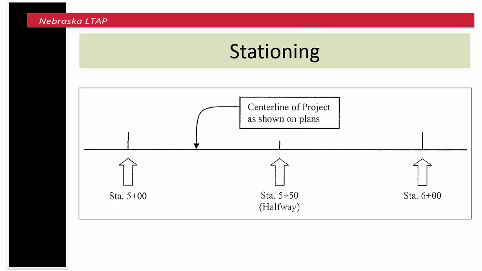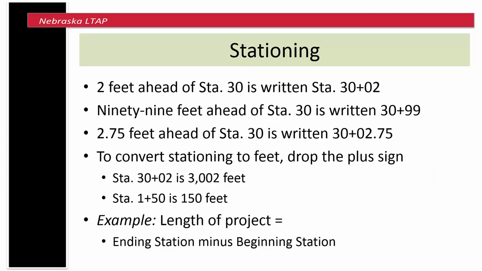Here's a diagram showing halfway between station 5 plus 00 and station 6 plus 00, which is station 5 plus 50. Here are more examples of how to correctly write station numbers. To treat station numbers as numbers that we can add or subtract, simply drop the plus sign. The last example shows how to find the length of a project.